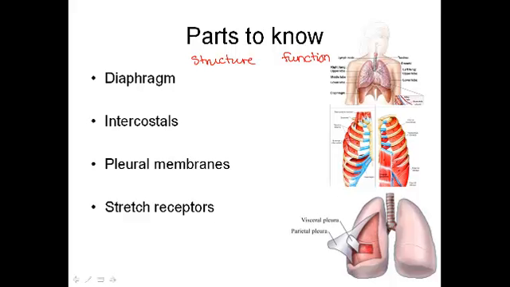So before we get started, we need to look at some different parts, and we're looking at their structure and function. Starting with the diaphragm: it is a muscle, so the structure is a muscle. This is the muscle below our rib cage, and when it contracts, it's going to pull down our ribs, allowing air to come in. So the function, it's going to help bring in and out air.